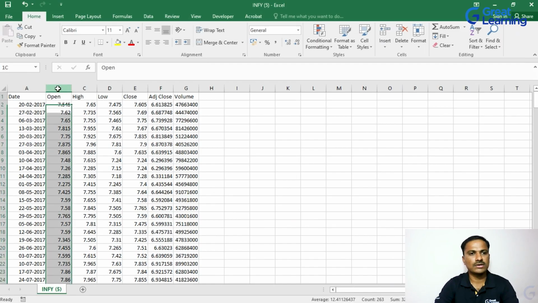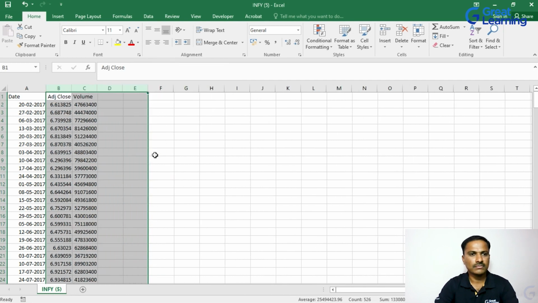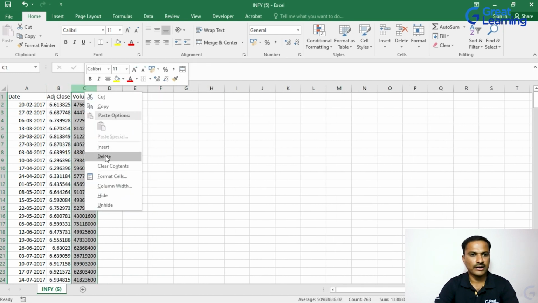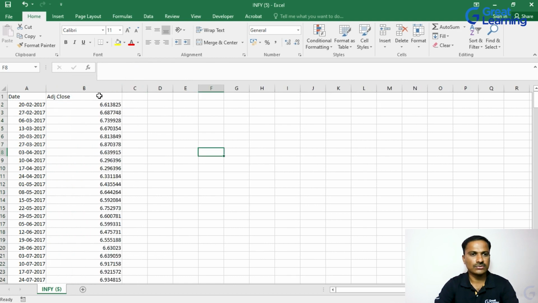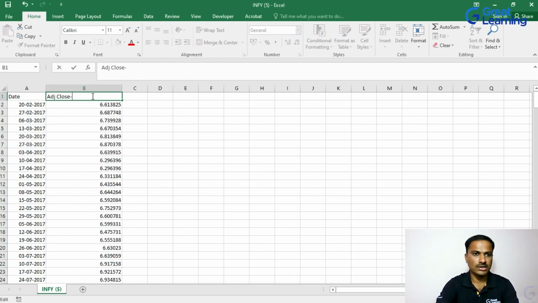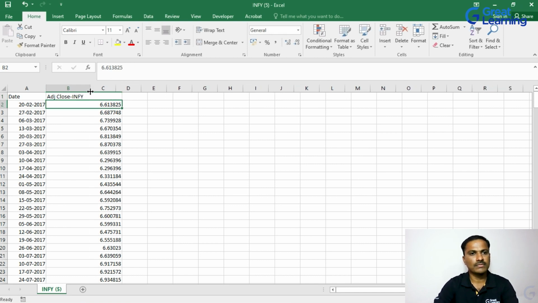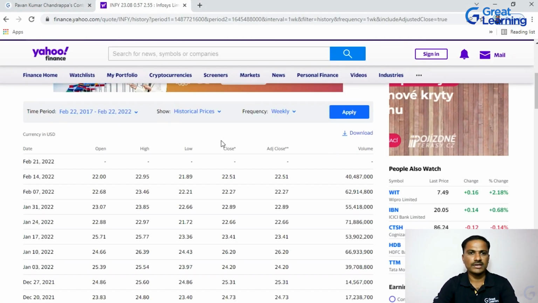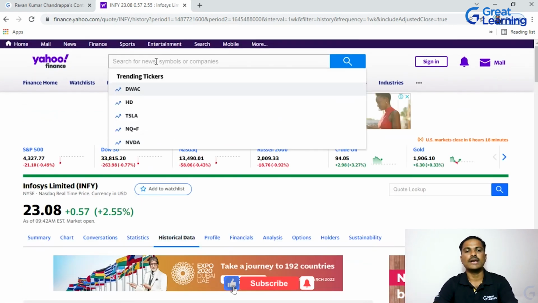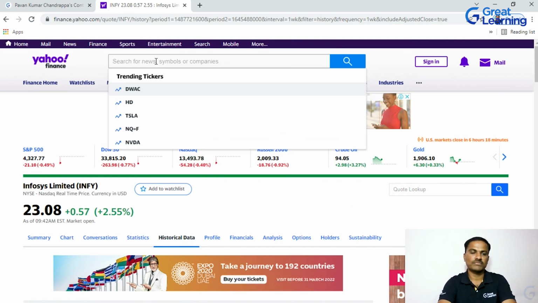You need not keep this data, hence I'm deleting it. Even volume data is not required, so I'm just going to delete that. So this is the adjusted close for INFY. Now we need the same data for the index in which it is listed. Since Infosys is listed on Nasdaq, I'm taking Nasdaq stock prices.